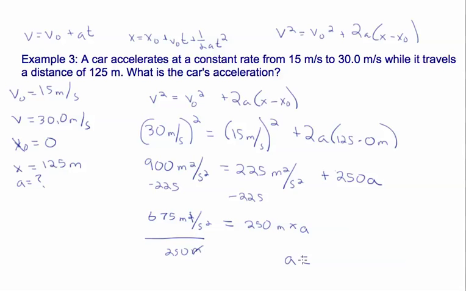And let's think about significant figures. We have 2, 3, and 3. So we're going to round our answer to 2. And we get 2.7 meters per second squared.